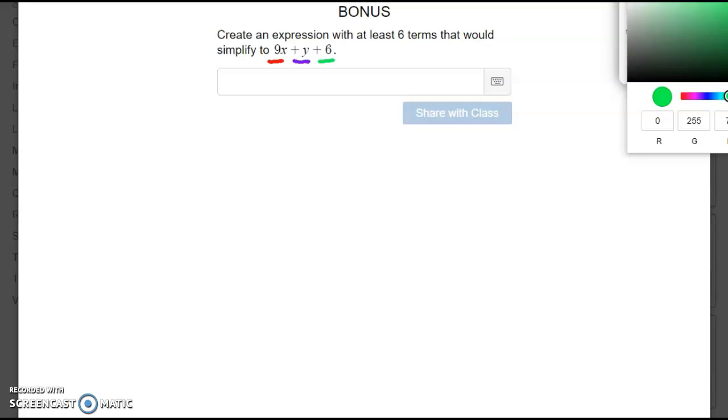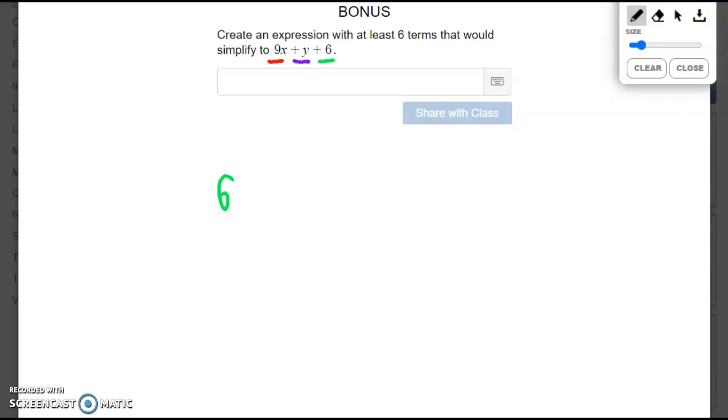So let's deal with the first term. We're dealing with 9 x's. What two x's could add or subtract to 9x? I can do something simple like 6x plus 3x, because I know that 6 plus 3 is 9x.